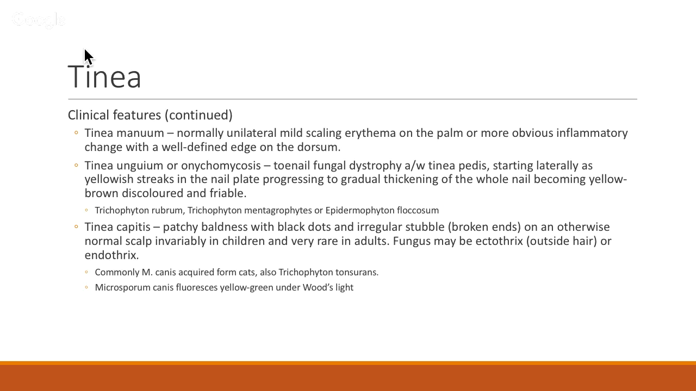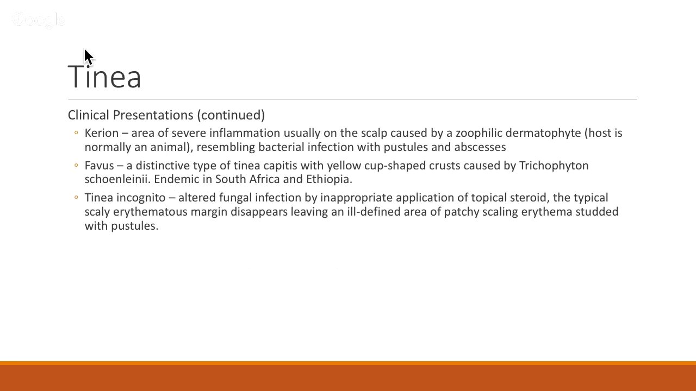And either the fungus can actually infect the hair itself, or it can just be outside. Kerion is when you get this large pustular collection, sort of like an abscess, normally on the scalp and normally caused by zoophilic dermatophytes, so from cats. Favus is another distinctive type of tinea capitis with yellow cup-shaped crusts.